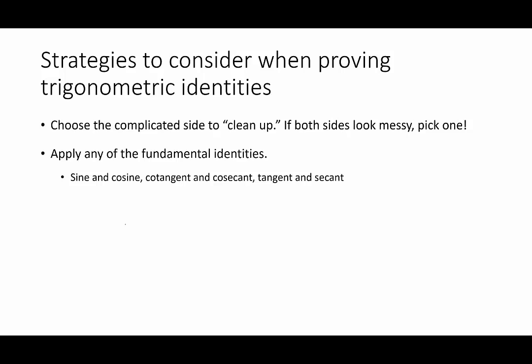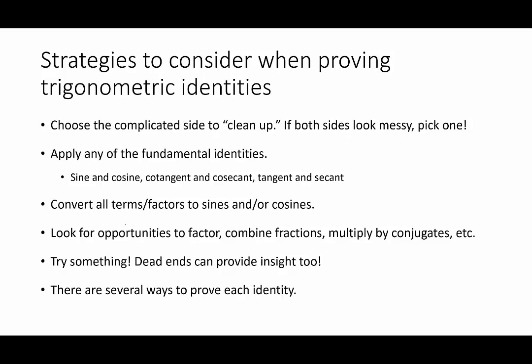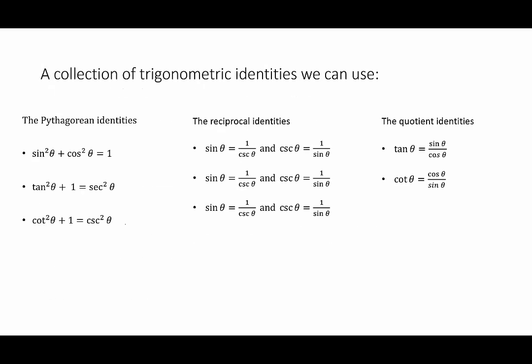That's sine and cosine, cotangent and cosecant, tangent and secant. Convert all terms or factors to sines and/or cosines. Look for opportunities to factor, combine fractions, multiply conjugates, etc. Try something. Dead ends can prove insightful too. And also know that there are several ways to prove each identity, so just because I do one way does not mean that that is the only way.